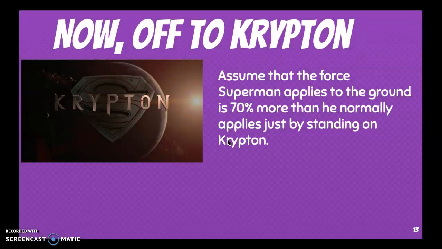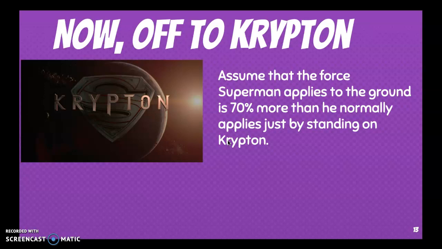Next. Okay. That force that Superman could apply with his mighty legs, he could apply on Earth or he could apply on Krypton. It's the same force. So let's assume that that force is 70% more than what he normally applies just by standing on Krypton. On Krypton, the force of gravity is stronger, the acceleration of gravity is stronger, so he could jump, but he would just be like a normal dude on Krypton, and if he jumps in the sky, he's just going to look like a normal person jumping in the sky.